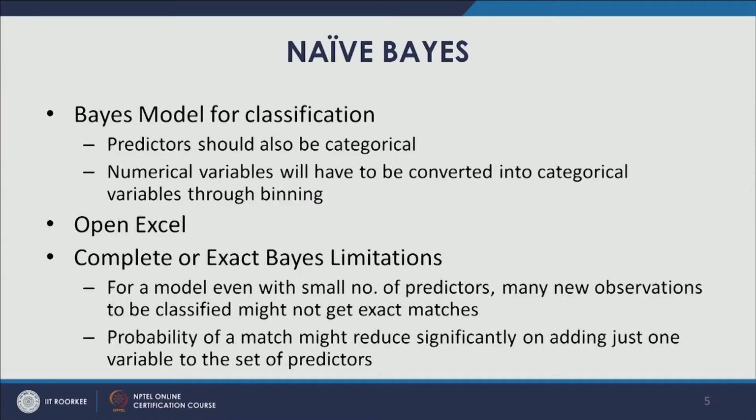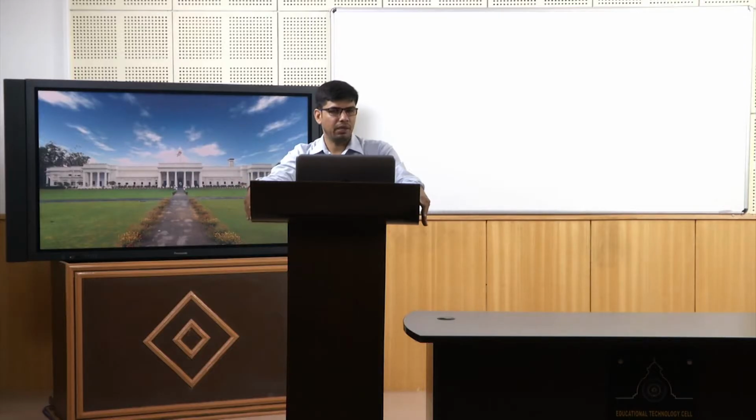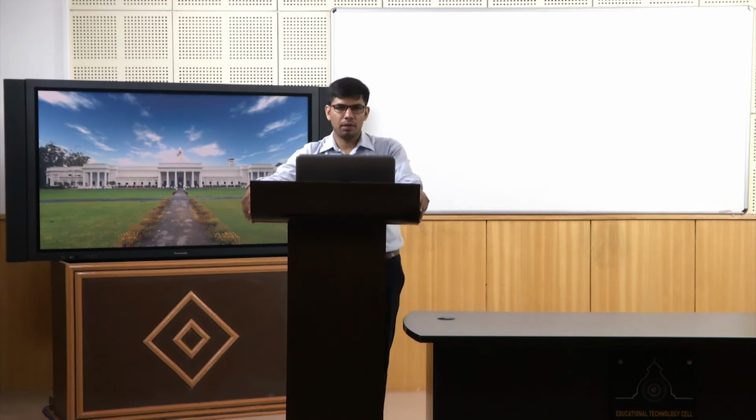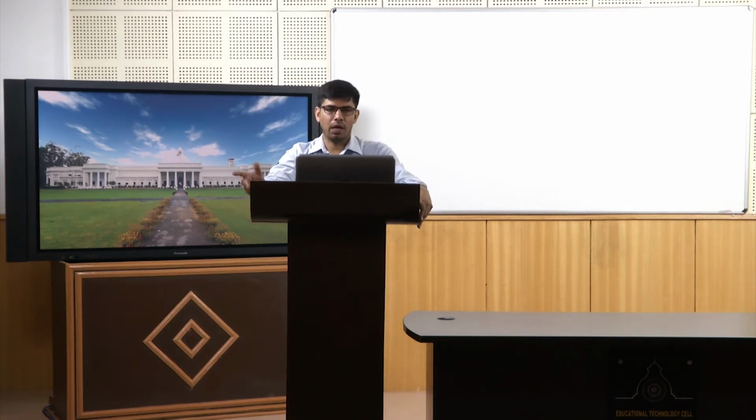Even if we have a small number of predictors, many new observations to be classified might not get exact matches. The values of predictors being taken by those new observations which we want to classify might not get exact matches in the training data set. And also we talked about that if we include one or two more predictors having few categories, few classes, how that decreases the probability of finding a match.